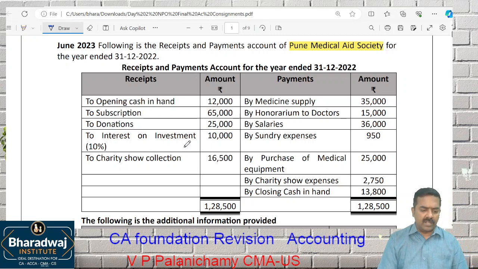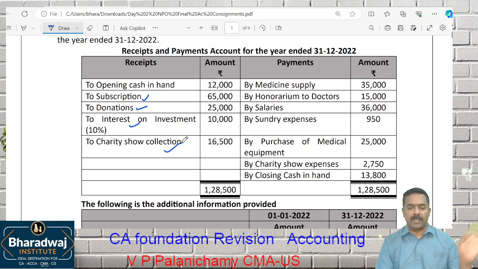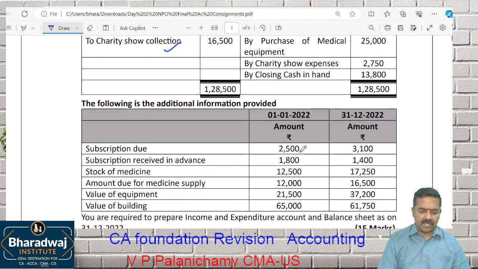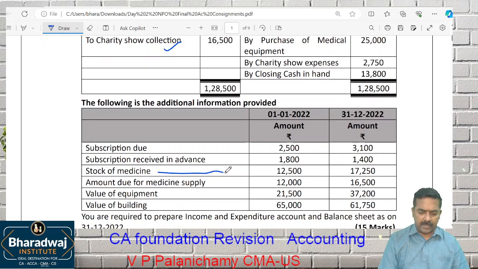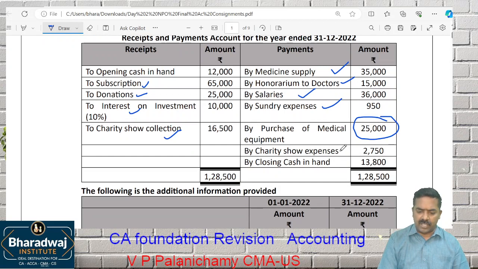Now tell me, what and all will come in income and expenditure account? Subscriptions, general donations, interest on investments, charity show collection. All are revenue receipts. There is no capital receipt here. Medicine supply, we have to see opening stock, closing stock and all. If there is any opening stock, closing stock, we have to adjust it and take it. Honorarium to doctors, salary, sundry expenses. Purchase of medical equipment is an asset. Charity show expenses, income and expenditure account.